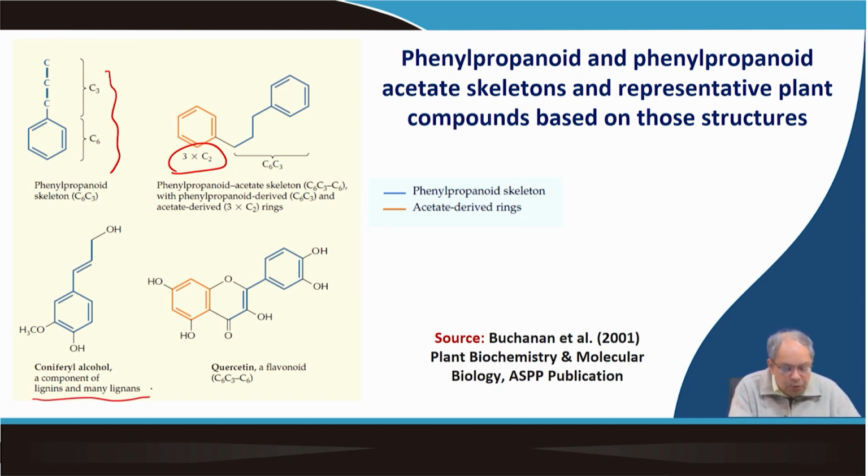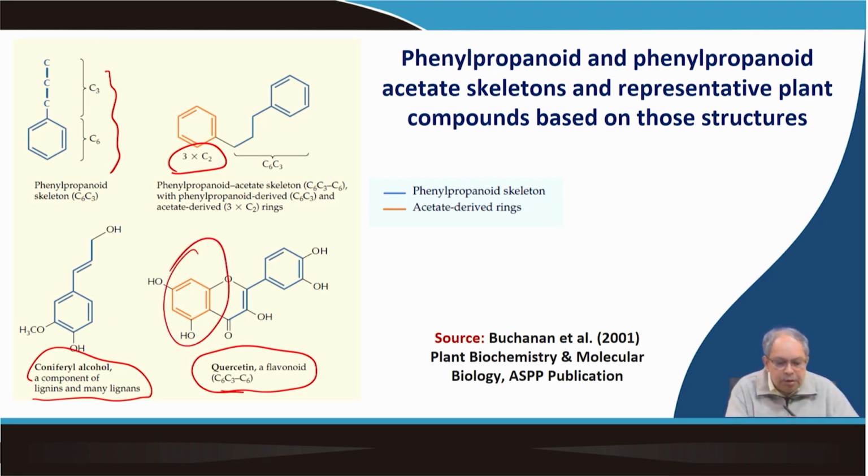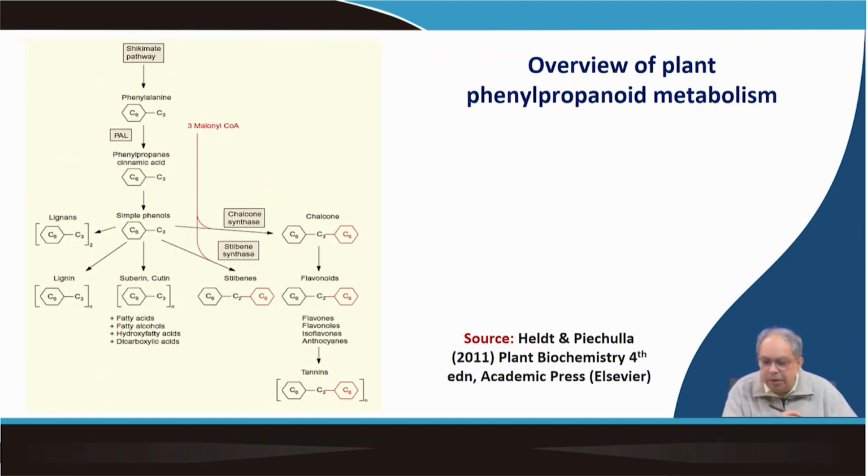It is also called monolignol, and this is a typical example of quercetin. As I said, this is basically a flavonoid. So, this part is coming here, whereas in the case of coniferyl alcohol there is no involvement of malonyl derivatives, so there is no orange structure. Acetate origin is not required there. So, now let us make an overview.